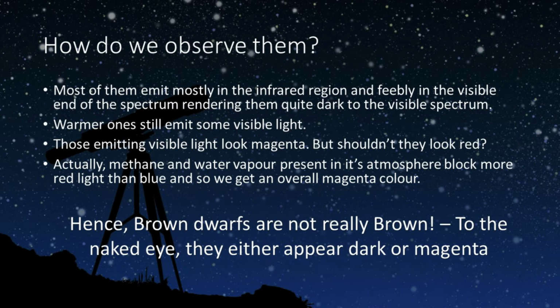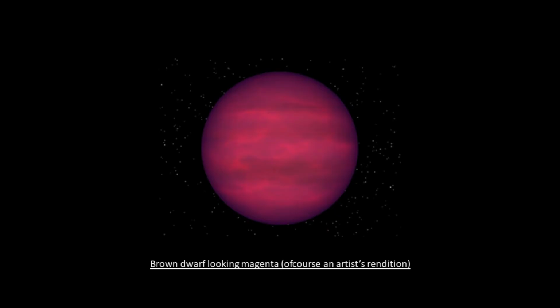But shouldn't they look red? Actually, methane and water vapor present in its atmosphere block more red light than blue, so we get an overall magenta color. Hence, brown dwarfs are not really brown. To the naked eye, they either appear dark or magenta. So this is an artist's rendition of a brown dwarf looking magenta.